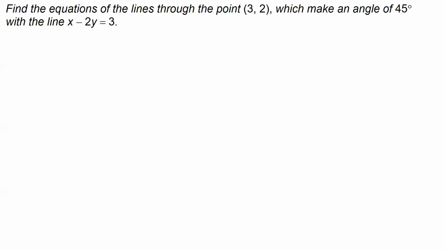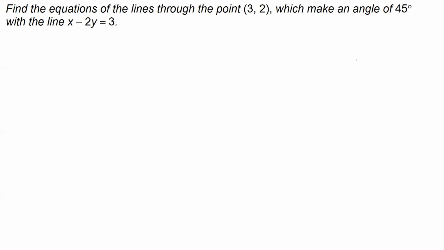Next question. Find the equation of the lines through the point. See, this question tells you something: equations of the lines. It may happen that you will be getting more than one line as your final answer. That means you may get more than one equation, and more than one straight line. So find the equation of the lines through the point (3, 2) which makes an angle of 45 degrees with this particular line.